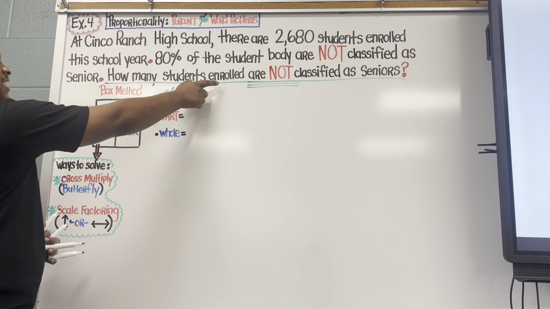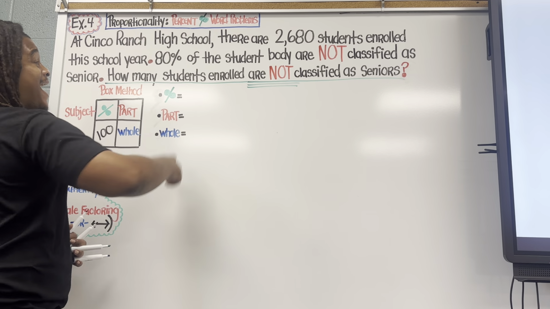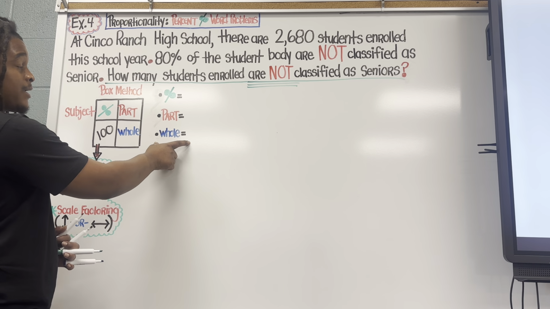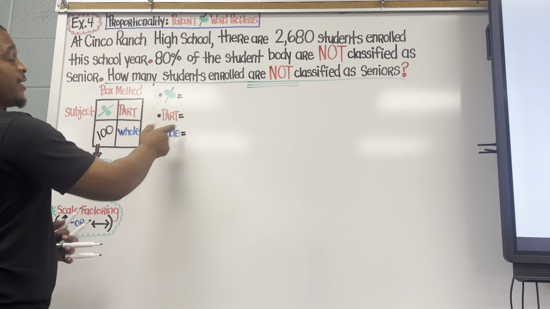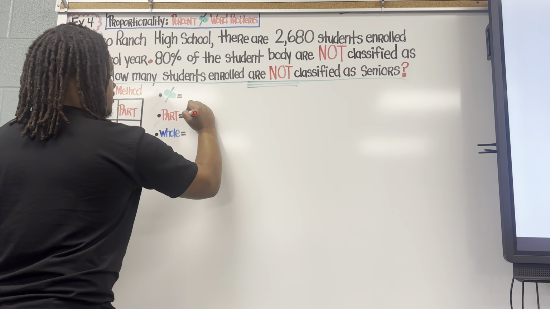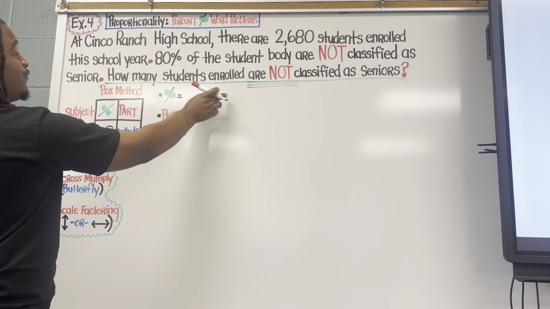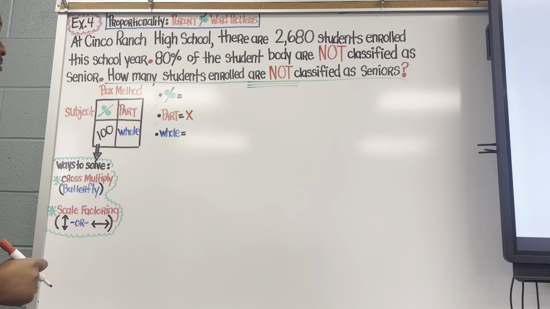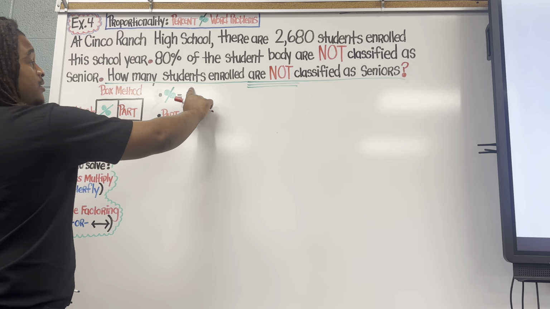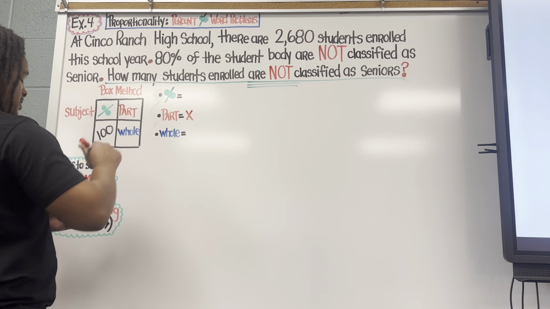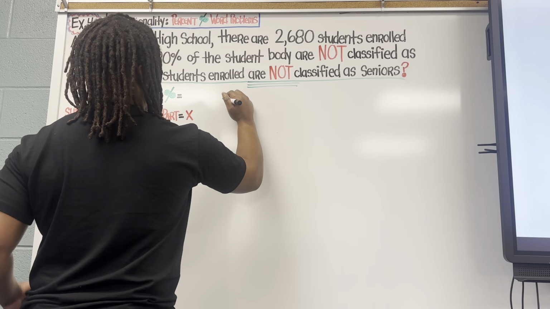So if we're looking for how many students enrolled are not classified as seniors, we know for a fact that that's not the whole, okay? So that has to be the part that we're looking for. So let me go ahead and put an X at the part, because the question is letting me know I'm looking for the partial of the whole, which is students not classified as seniors, okay? And not classified as seniors represents the part and the percent. So let me go ahead and write that.